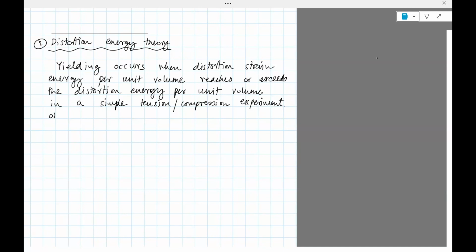Okay, and all you do in the same material, that's when you do the test in the simple tension compression, you do it to the same material.